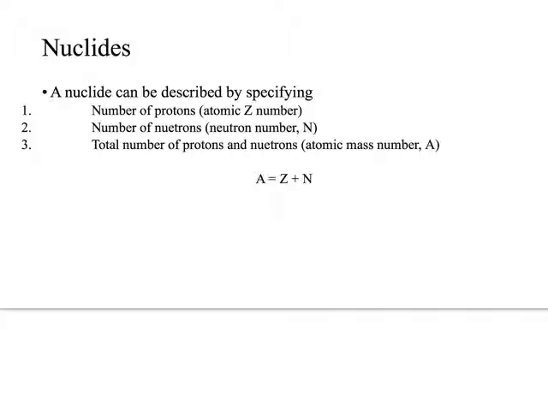So a nuclide, if you're never sure about whether something is a radionuclide, radiopharmaceutical, whatever, you can never be wrong calling it a nuclide, right? It's kind of an umbrella term. And so we will describe nuclides by talking about the number of protons. So we'll refer to that as its atomic Z number. And we might also think about the neutron number, because the Z number plus the N number, the neutrons plus the protons, are going to be what give us the total number of protons and neutrons, which is the atomic mass number, or A. So in this formula, the atomic mass number just equals protons plus neutrons.